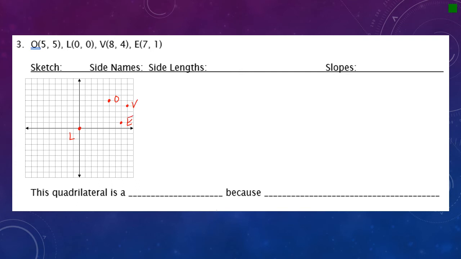Okay, now the reason that this is tricky, if I connect the dots in the order that they're listed, that would mean I would connect O to L, so those two would get connected. Then I connect L to V, and then V to E. You can see that this does not make a quadrilateral. So we have to take the points we were given and connect them in such a way that we actually make a quadrilateral. So I'm going to erase what I have here and start over.